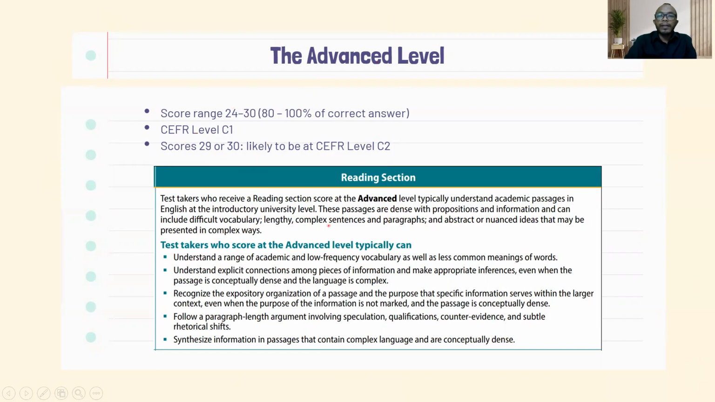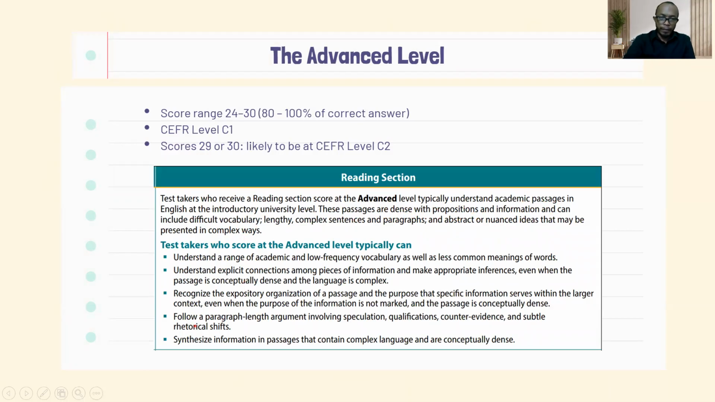If you're in the advanced level, it shows that you can understand academic passages in English at the introductory university level. Okay, and these kinds of academic passages are usually dense with propositions or ideas and information, and they include difficult vocabulary. They're long, complex and abstract, and the ideas are nuanced and can be presented in complex ways.